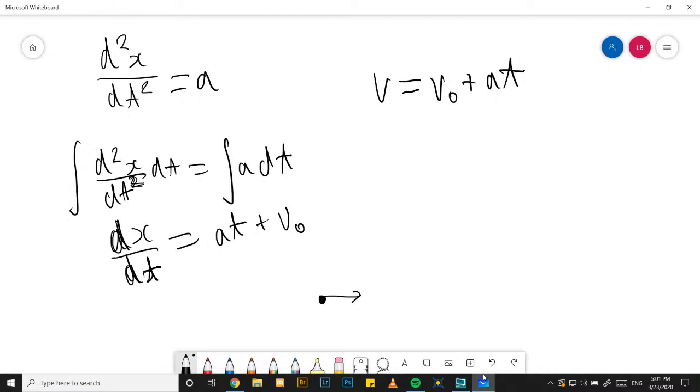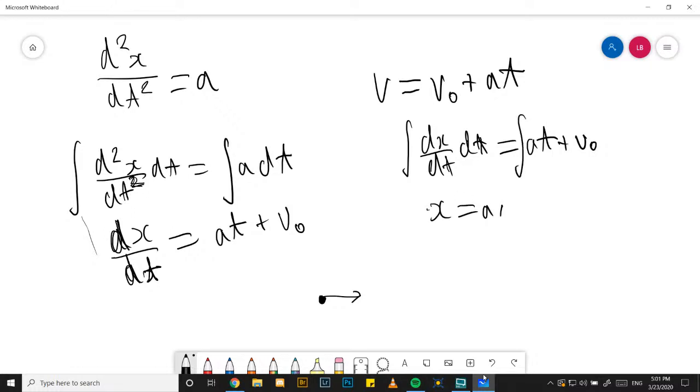So this is what the first kinematic equation looks like. And then the next thing that we can do is the same thing we just did with this operation here with the integration. So we can integrate dx dt, and that's equal to at plus v naught, and if we cancel everything out, it's going to give us x is equal to the integral, dt, is going to equal half at squared plus v naught t plus c.